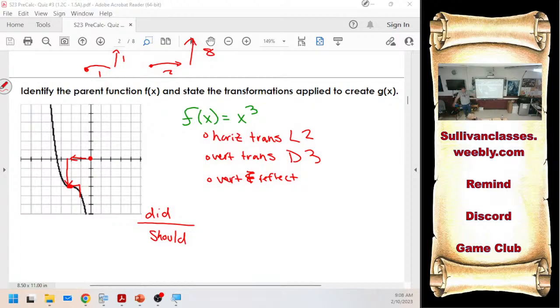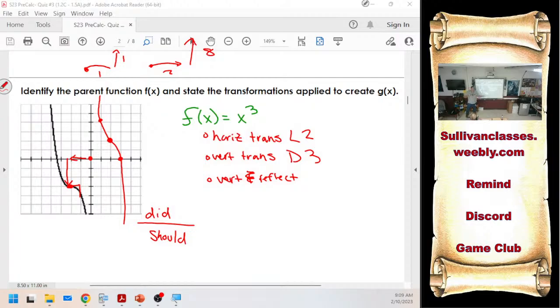That's it. It's done. That's how you tell the difference. What did it do over what it should have done? So say instead I had one like this. That was ugly, but you get the idea. If that's my point of inflection in the middle, it should have gone horizontally 1, vertically 1 from that point of inflection. I went 2, so I'd say a vertical stretch of 2.